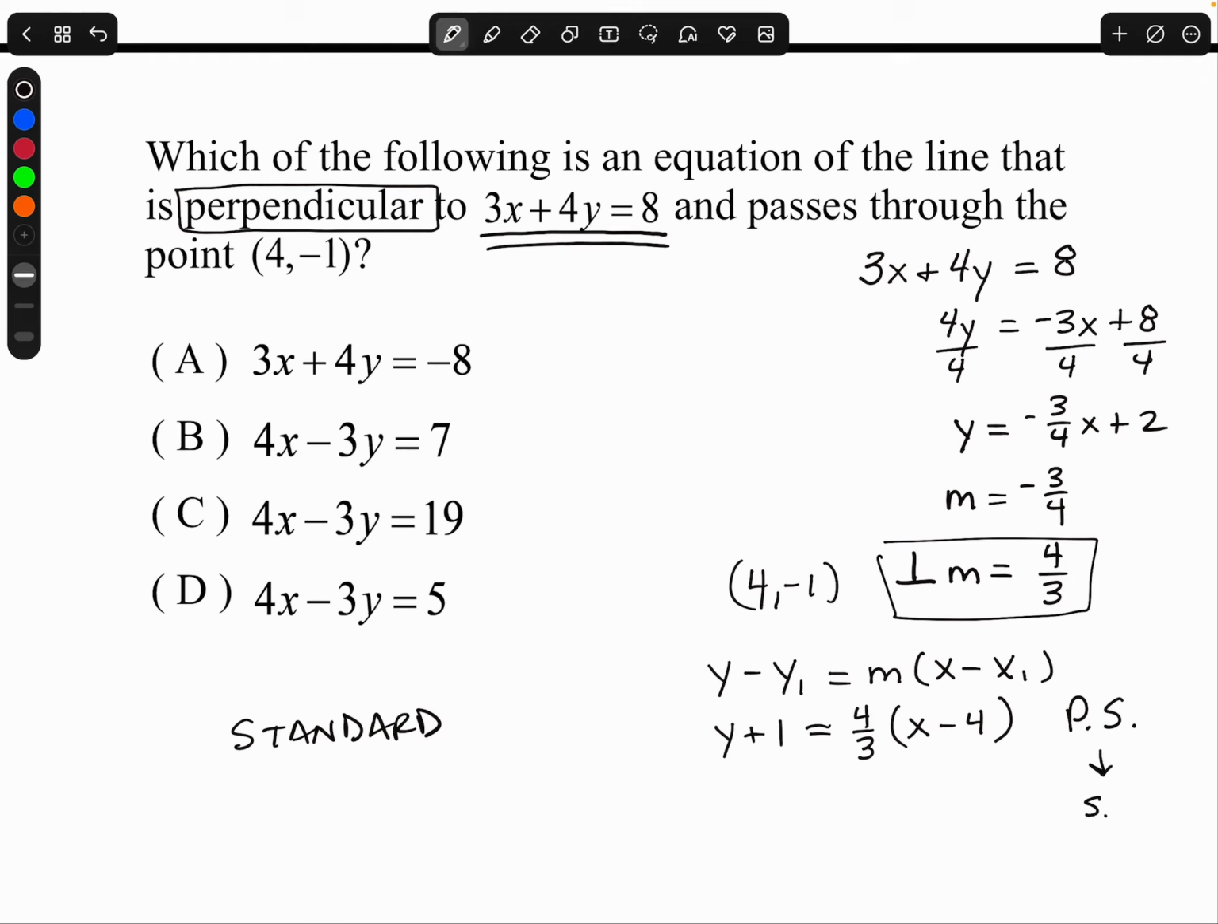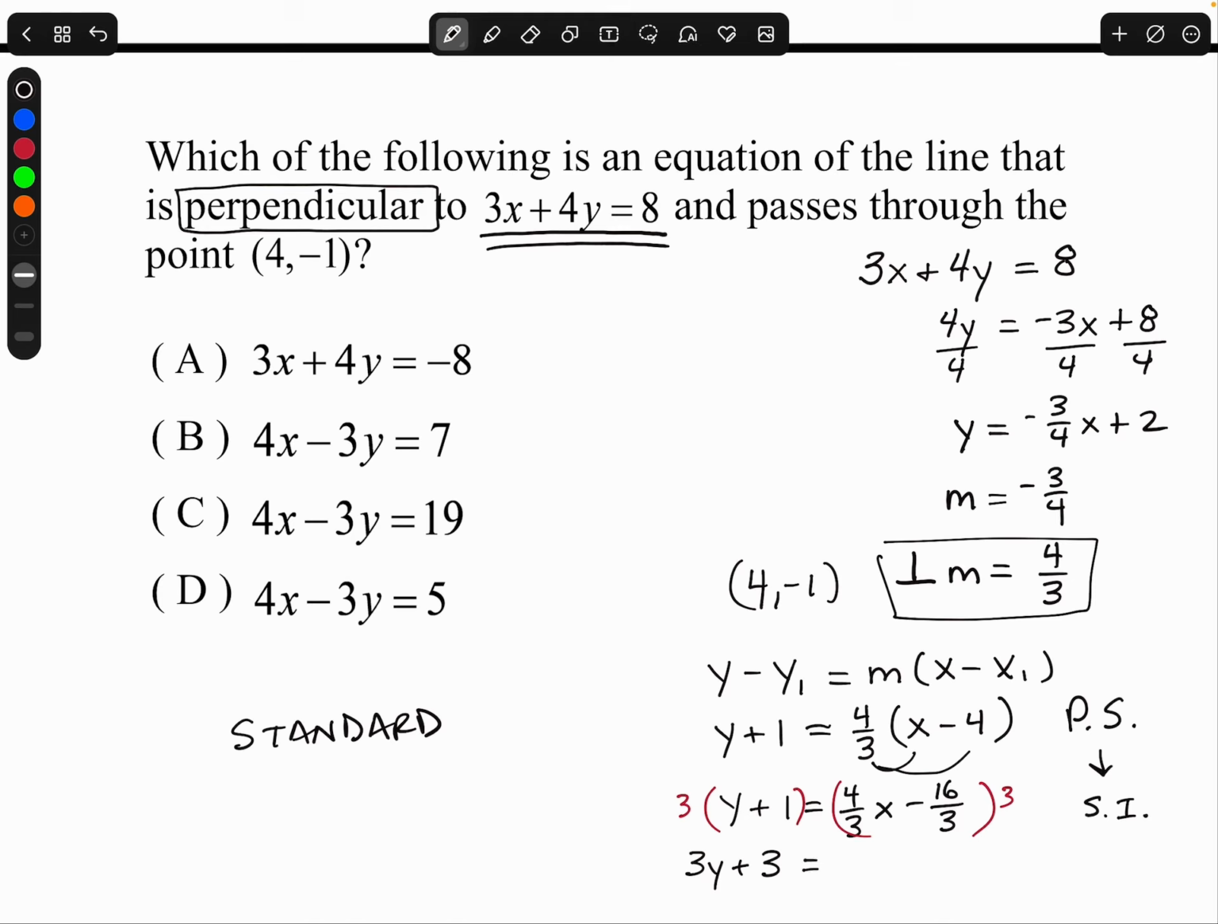Okay, so let's simplify this. Let's go to slope-intercept form, and then we can take that and go to standard form. Just go ahead and simplify, right? Distribute your 4/3 through, just like we did on that last slide. y plus 1 equals 4/3 x minus 16/3. Okay, and even at this point, if you're like, ugh, what do I do there? I don't like dealing with fractions. You could still subtract your 1 or 3/3, but if you don't like that, let's just multiply each side by 3 and get rid of our fractions.